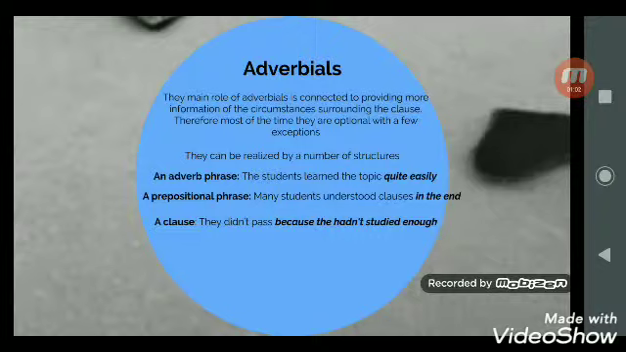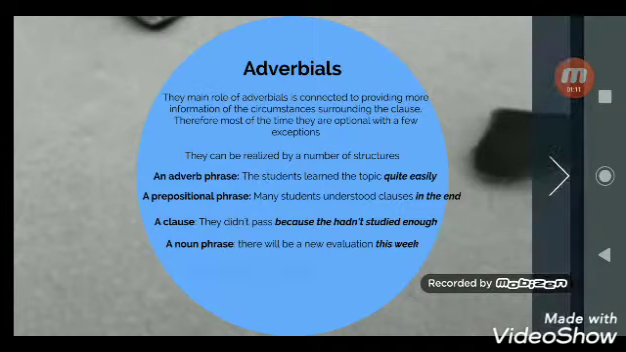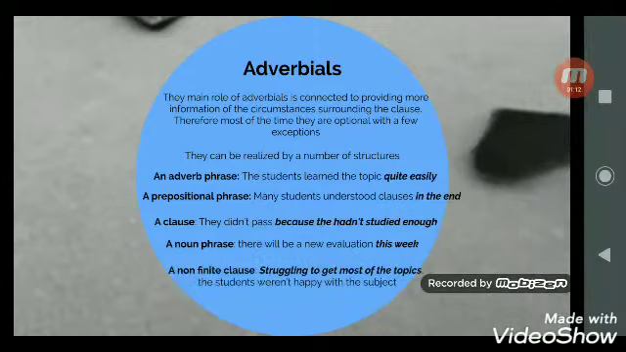A clause. They didn't pass because they hadn't studied enough. A noun phrase. There will be a new evaluation this week. A non-finite clause. Struggling to get most of the topic, the students weren't happy with the subject. I don't know how I could imagine all of these examples. I suppose I was inspired.